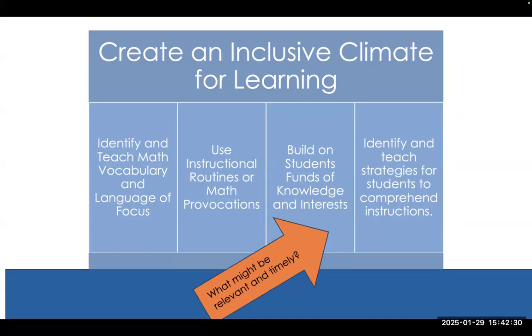We can also think about creating or building on students' funds of knowledge and their particular interests. So we want to think about what are some situational contexts, if we're looking at a specific problem, that might be of interest to students. Something that might be relevant and timely so that they can see themselves in the problem, then they can hold on to the meaning because they're making connections to that particular context. And we can also identify and teach strategies for students to comprehend instructions.